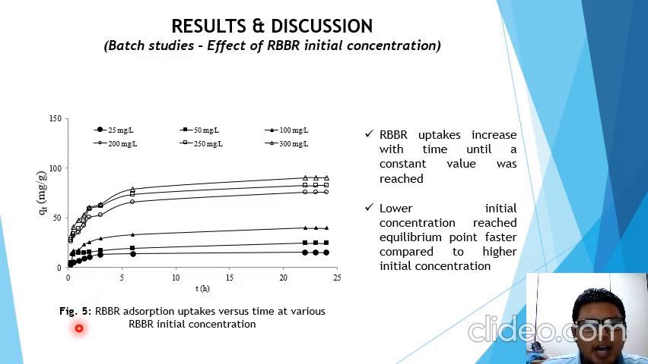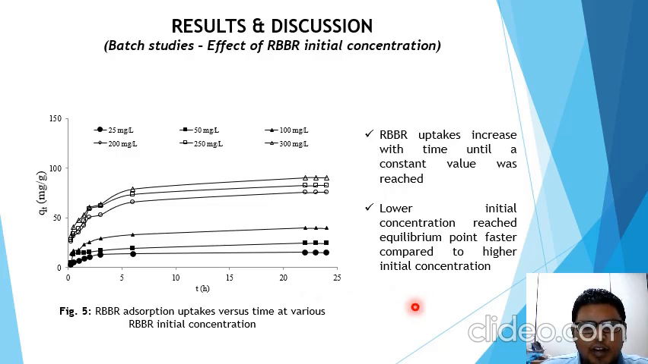Figure 5 shows the RBBR adsorption uptakes versus time at various RBBR initial concentrations. From the plot, we can see that RBBR uptakes increased with time until a constant value was reached. This constant value indicates a saturation point where no RBBR molecules can be removed anymore.